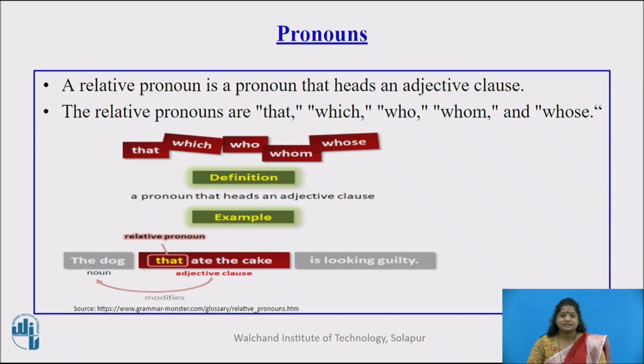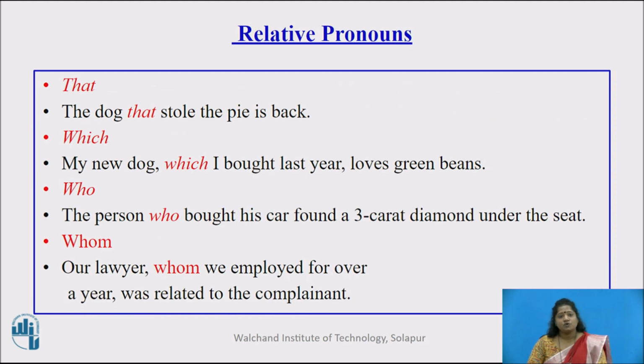Now let us learn the concept of relative pronouns. A relative pronoun is a pronoun that heads an adjective clause. The relative pronouns are that, which, who, whom, and whose. In short, a pronoun that heads an adjective clause, that is the relative pronoun. And the example is, the dog that ate the cake is looking guilty. Here that is used as a relative pronoun. That, which, who, whom, all these are relative pronouns.